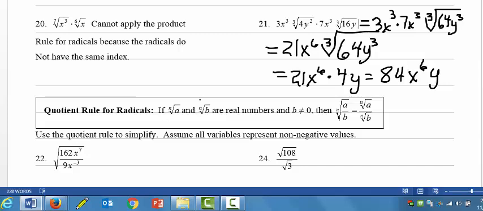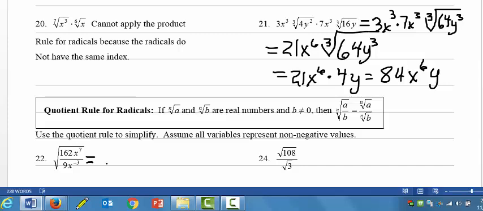Now we can look at the quotient rule for radicals, which says if the nth root of a and the nth root of b are real numbers, and b isn't 0, since I can't divide by 0, then the nth root of a over b is the same as the nth root of a divided by the nth root of b. So you can divide first, which is what we're doing on the left here, and then apply the radical, or you can apply the radical first and then do the division, which is what the expression on the right is saying. So let's apply the quotient rule to number 22.